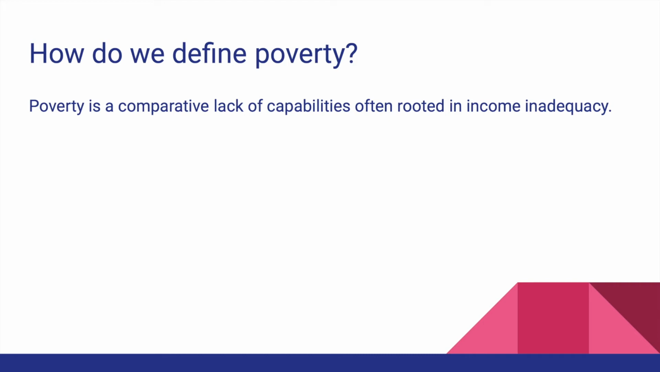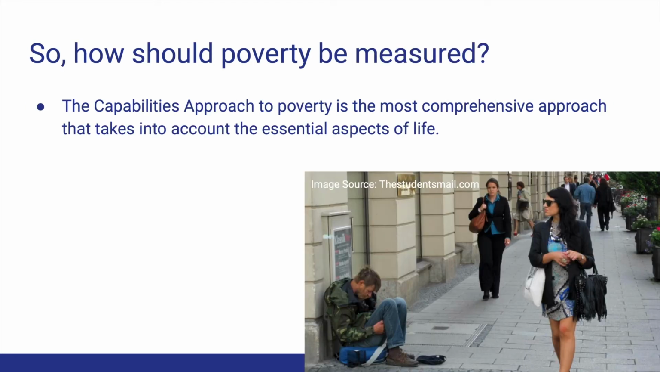And now, the main question, how should poverty be measured? The capabilities approach is the most accurate form of measuring poverty because it takes into account the social, political, and economic environment of an individual aside from just their numerical income.